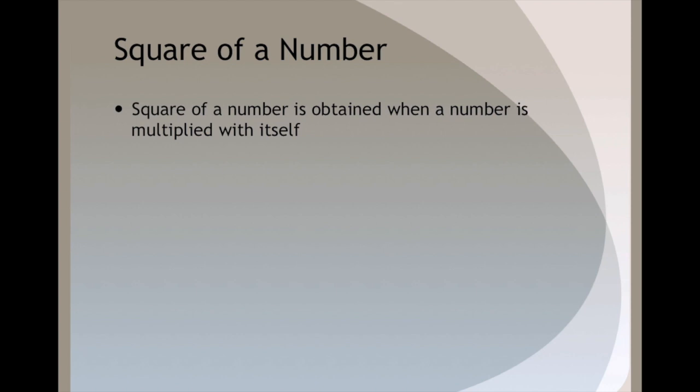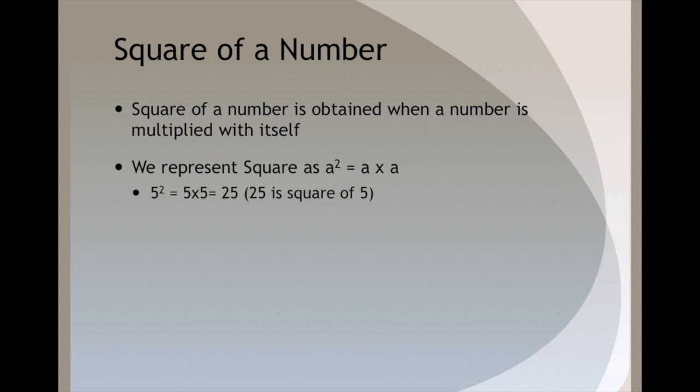Square of a number is power 2 of any number. For example, 2 raised to power 2, which is 2 into 2. So we represent a square as a raised to power 2, which is a into a in general. For example, 5 raised to power 2, 5 into 5, so 25 is the square of 5.